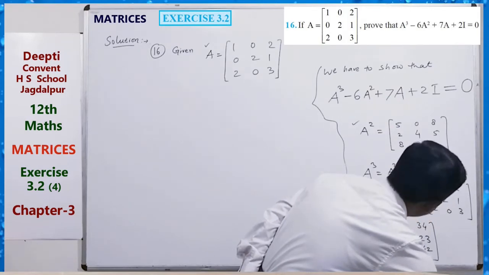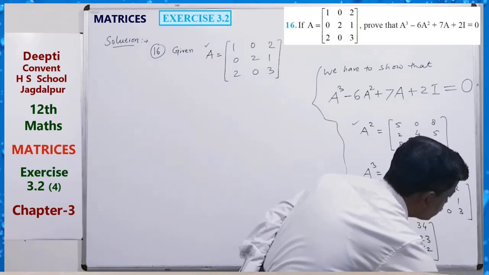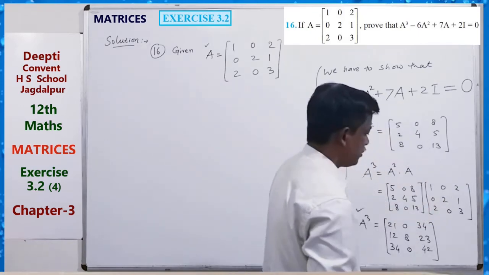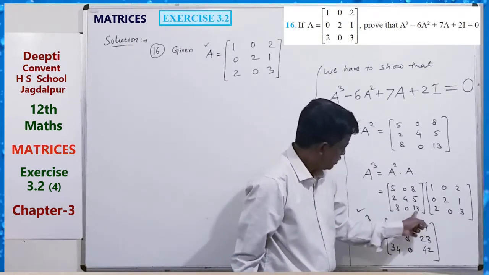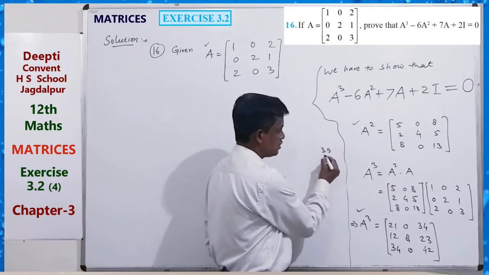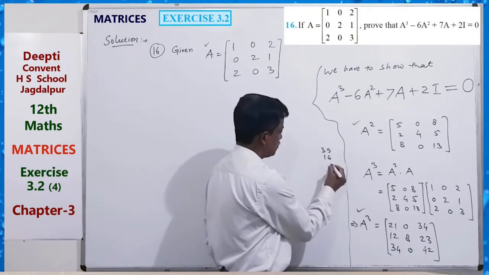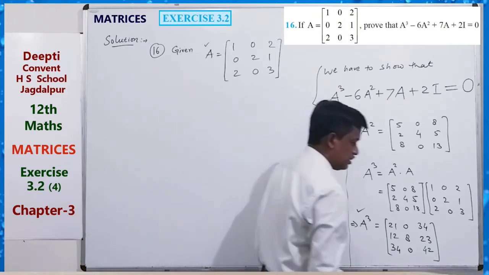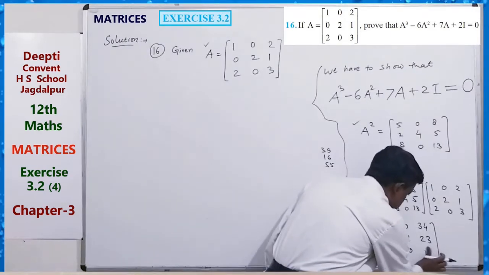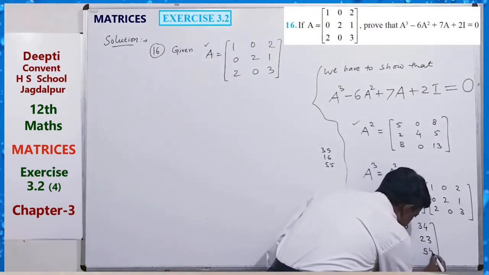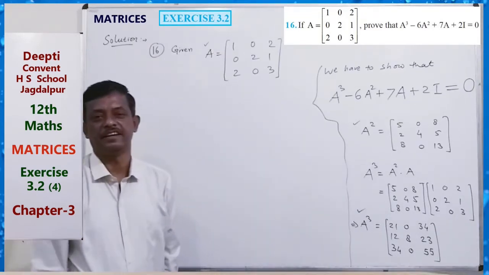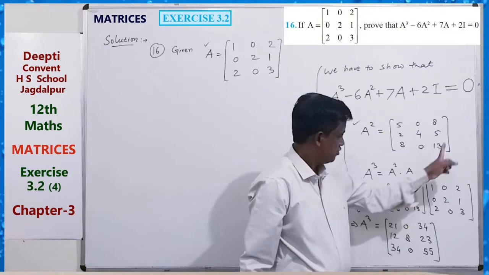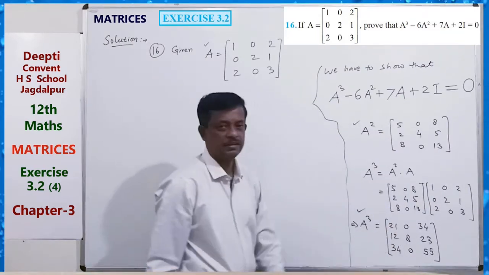Here A cube is what? 34 23 55, 0 8 0, 21 12 34. So here just see, 39 plus 16, 55 is there. Sorry, 55. This is 55. Just multiply and add row by column, so you can get this.